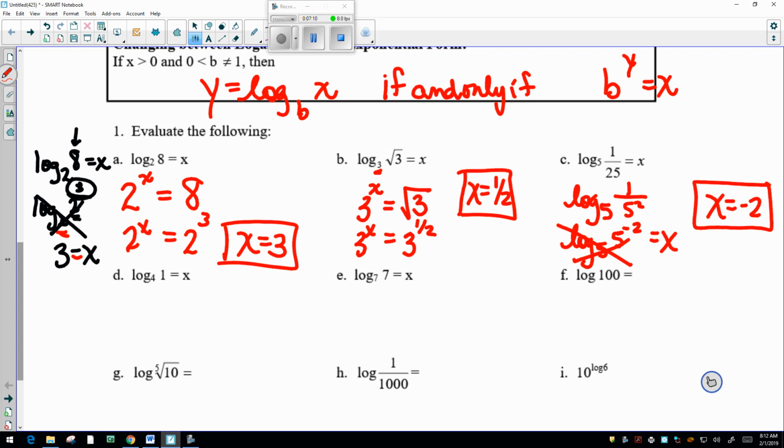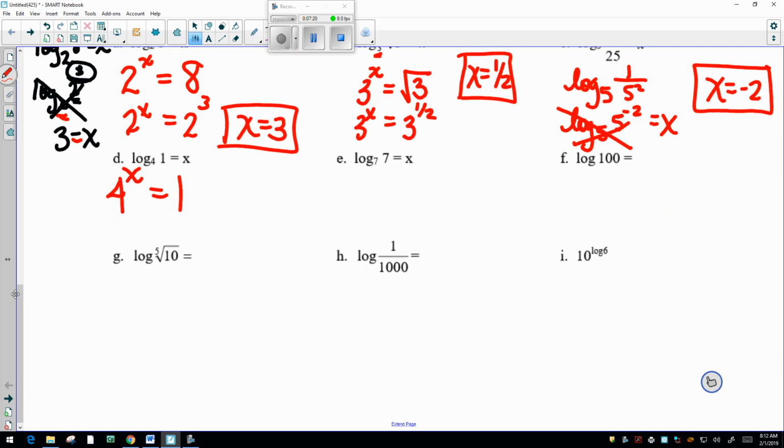Okay, going to letter D. So I'm going to do change of base again. So I'm looking at 4 raised to the x is equal to 1. Okay, so now I have to think, well, any number raised to 0 gives me 1. So that's going to solve this equation and tell me x is 0. That's a little bit of a different problem.